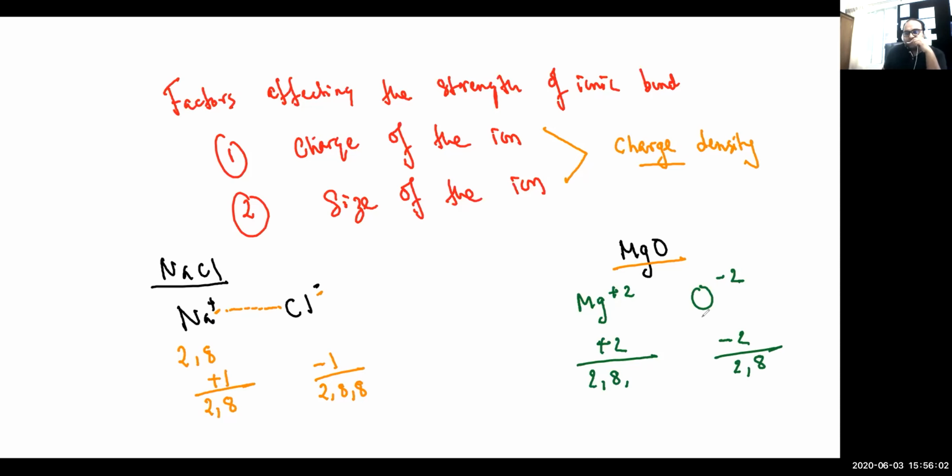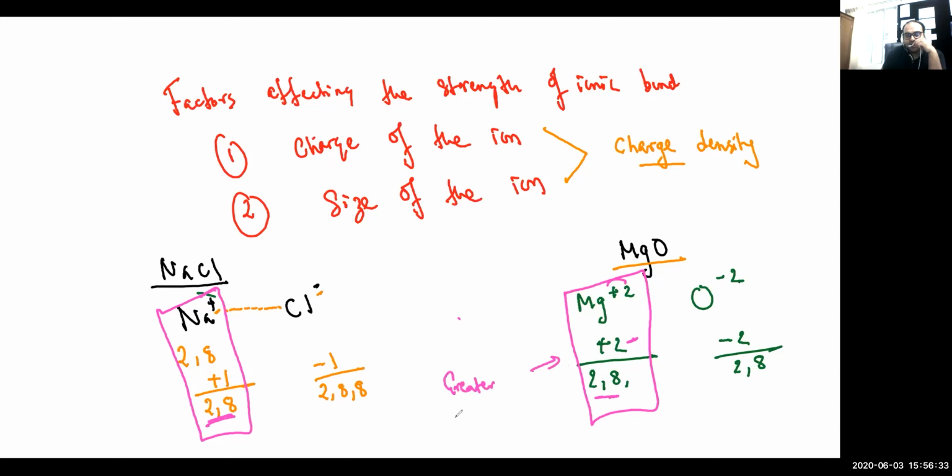So দেখো, although sodium and magnesium have the same size, but magnesium has a higher charge, so it has a greater charge density. So magnesium has a greater charge density.